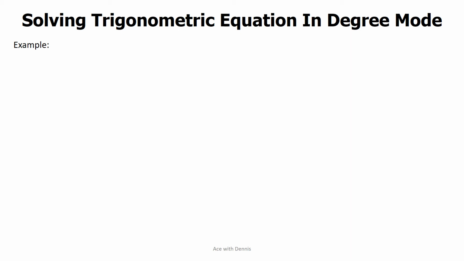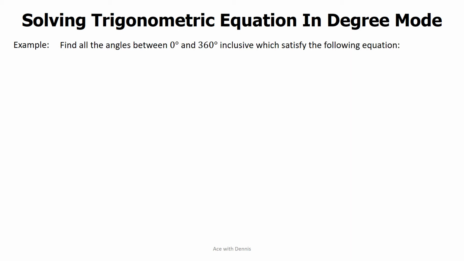Now let's look at this example here. Find all the angles between 0 degrees and 360 degrees inclusive. This is the word that I'm talking about, whether inclusive is inside the question or not. If it is inside, that means we need to consider 0 and 360 degrees as well. Now, which satisfy the following equation: 5 sine squared x minus 6 sine x cosine x equals 0.